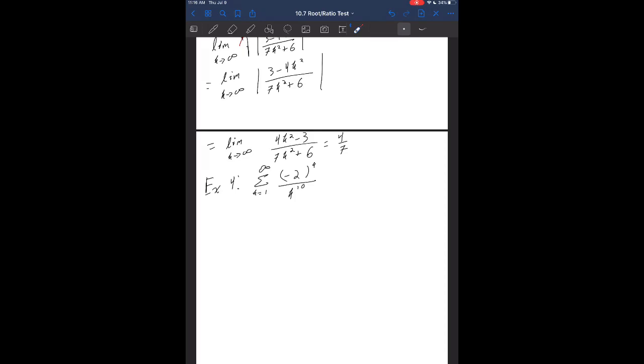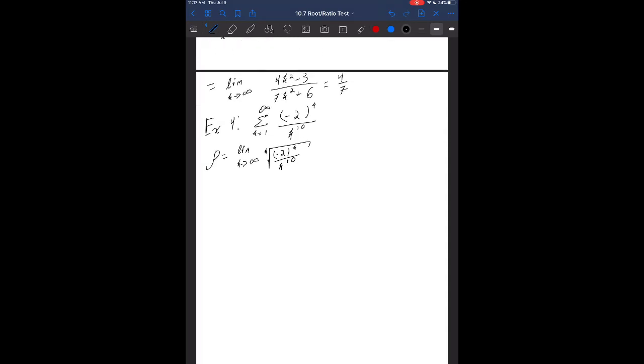So in this one, there's a few different techniques you can use, but let's actually show what the convergence or divergence is going to be using the root test in this case. Right, so we're looking at this rho, which is going to be the limit as k goes to infinity of the kth root of -2 to the k over k to the 10th.